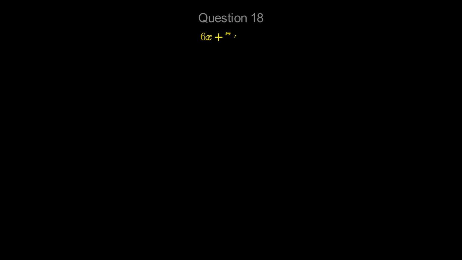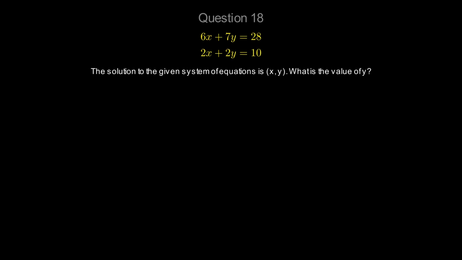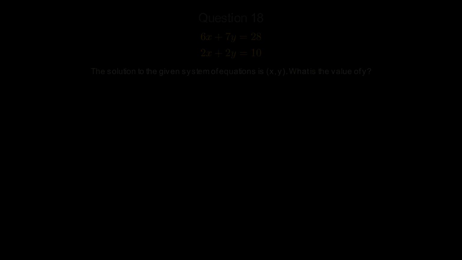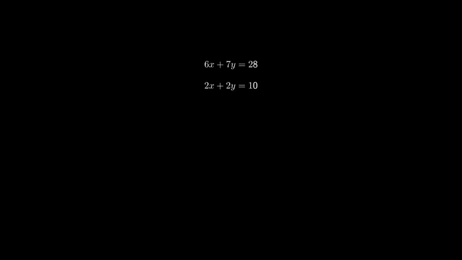Question 18 presents a system of linear equations: 6x plus 7y equals 28 and 2x plus 2y equals 10. We need to find the specific value of y that satisfies this system. Let's solve it algebraically first using elimination. Look at the two equations stacked together. To isolate y directly, we can eliminate the x variables.